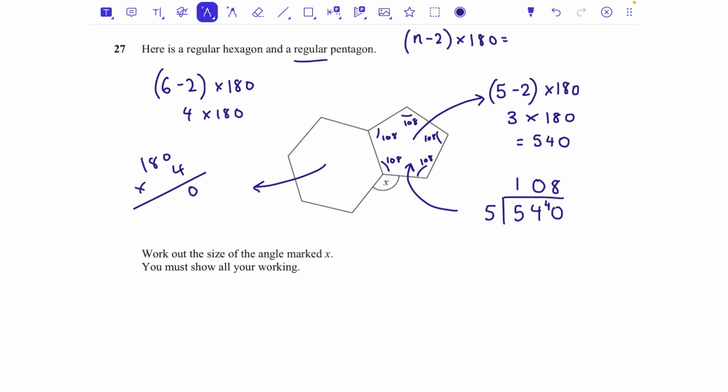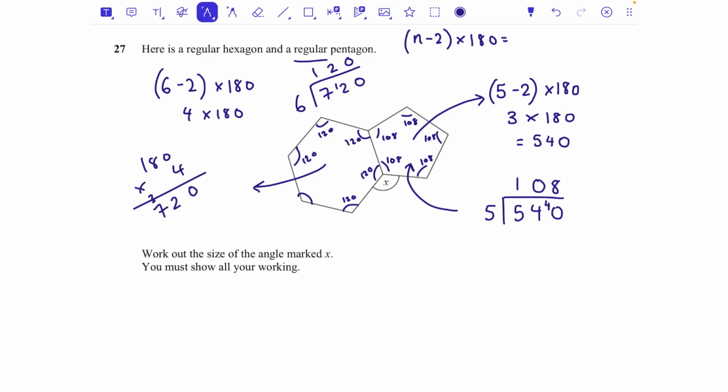4 times 0 is 0, 4 times 8 is 32, and 4 times 1 is 4, add the 3 is 7. So I know it needs to add up to 720 in total, and we've got 6 equal angles inside that shape. So 720 divided by 6. 6 goes into 7 once, remainder 1. 6 goes into 12 twice, and 6 goes into 0 0 times. So each of these angles here is 120 degrees.